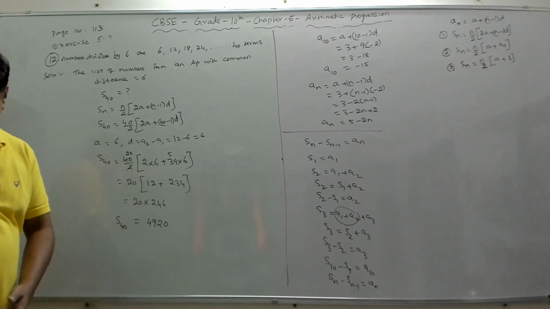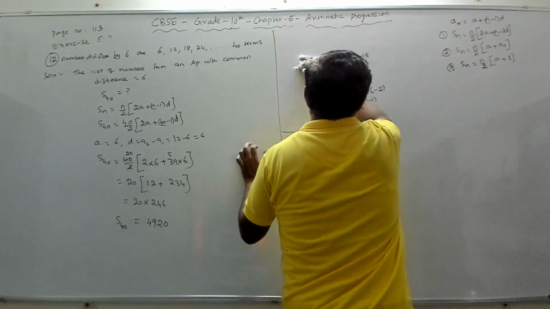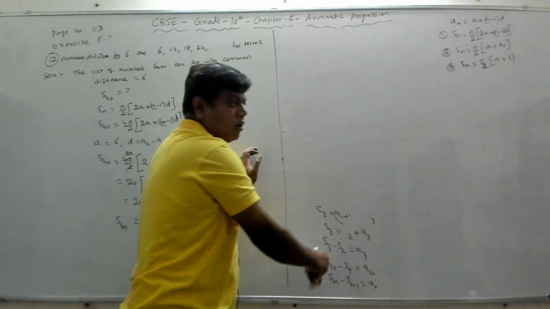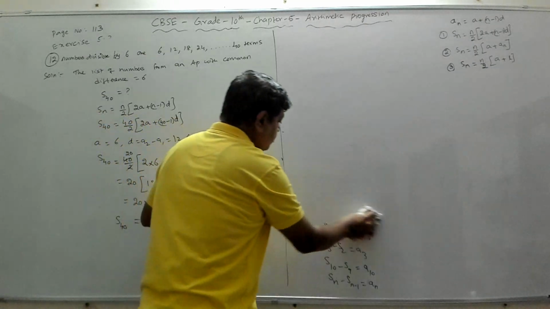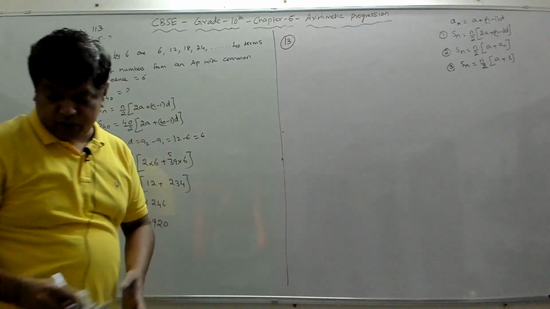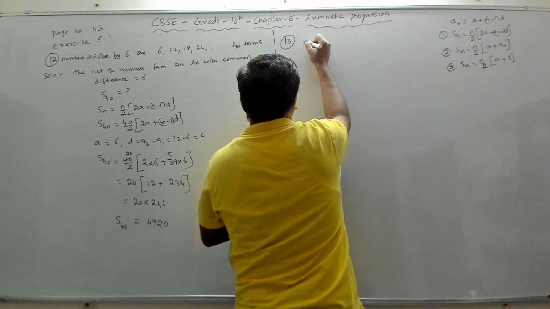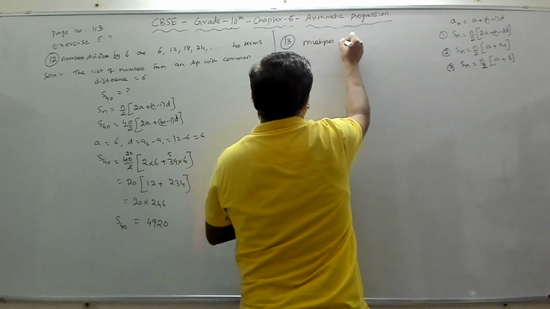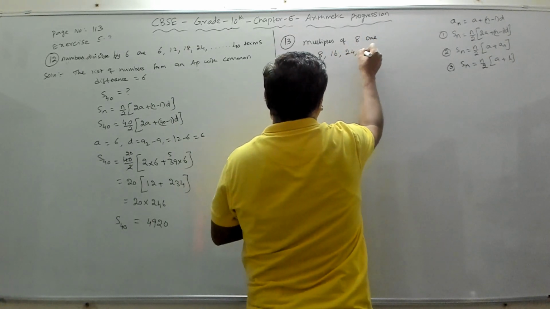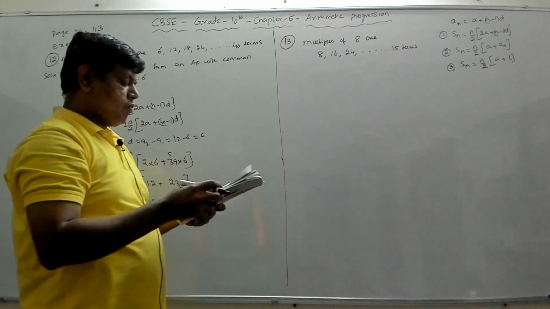Okay, so let's go to the next one, which is find the sum of first 15 multiples of 8. It's the same way as the previous problem. So 13th problem. Find the sum of first 15 multiples of 8. So multiples of 8 are what? Multiples of 8 are 8, 16, 24, like that, dot dot dot, 15 terms. So these are the 15 multiples of 8.